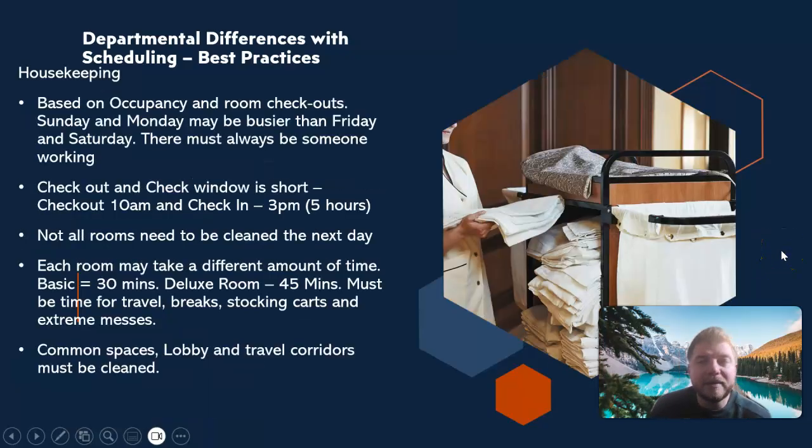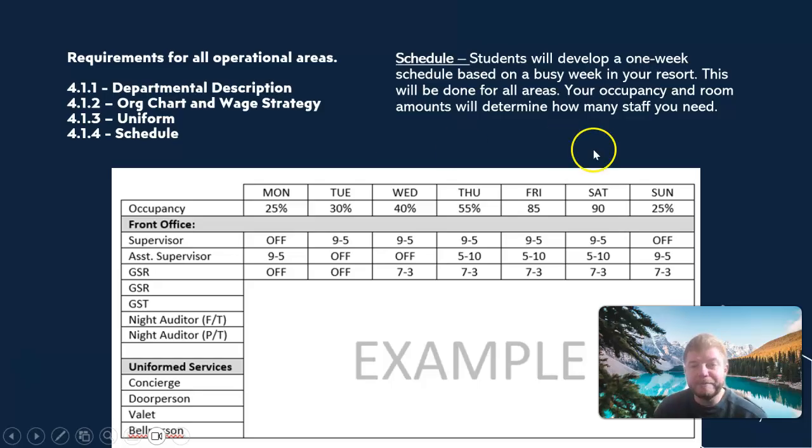Now with housekeeping, a little bit different. Whereas front desk is more worried about when guests are coming in, this one here is more worried about when they're leaving, I suppose, is a good way of putting that. So it's still based on occupancy and room checkouts. Now, Sunday and Monday may be busier than a Friday or Saturday, because, as you've seen from our previous occupancy statement here, we have 85 and 90% of the rooms being sold on these particular days, which means on these days, we should have all the rooms cleaned up, ready to go.